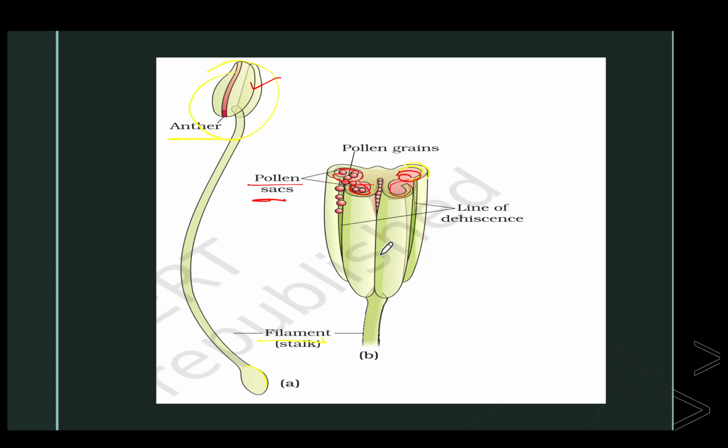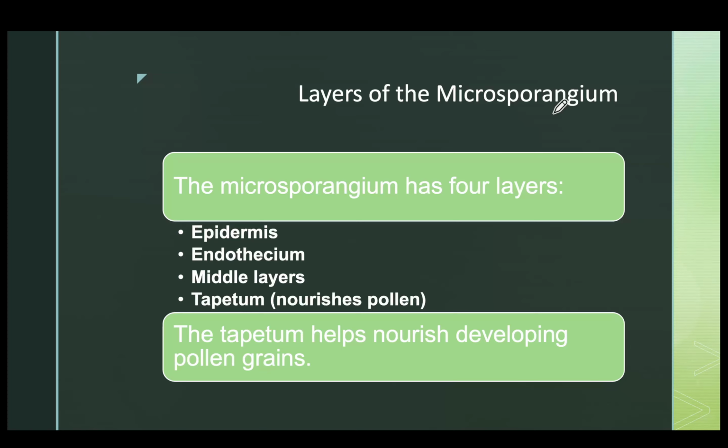Now, since there are 4 chambers and the anther is bilobed, there must be some kind of division between these compartments, or chambers, or microsporangia, right? So what is the separation or the compartment made up of, or how many layers are present around the microsporangia?